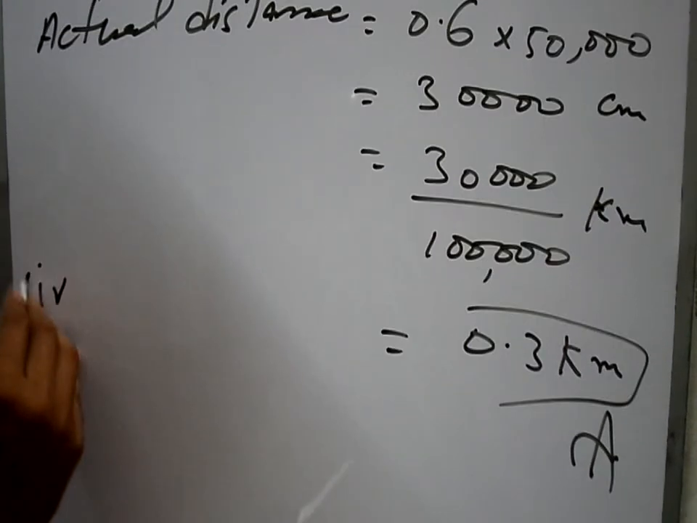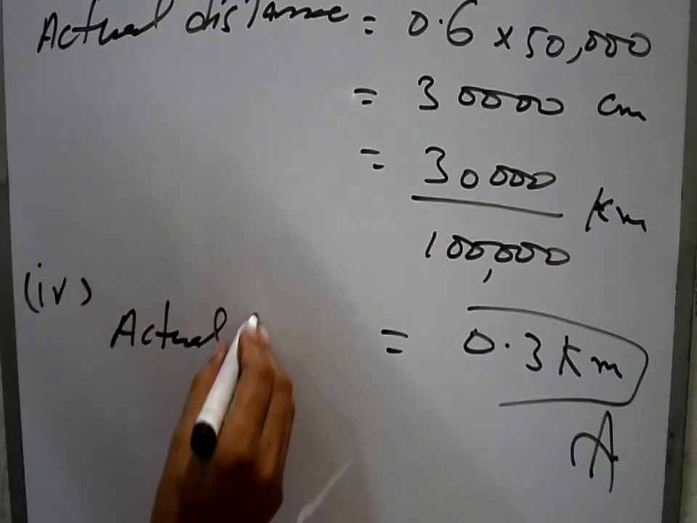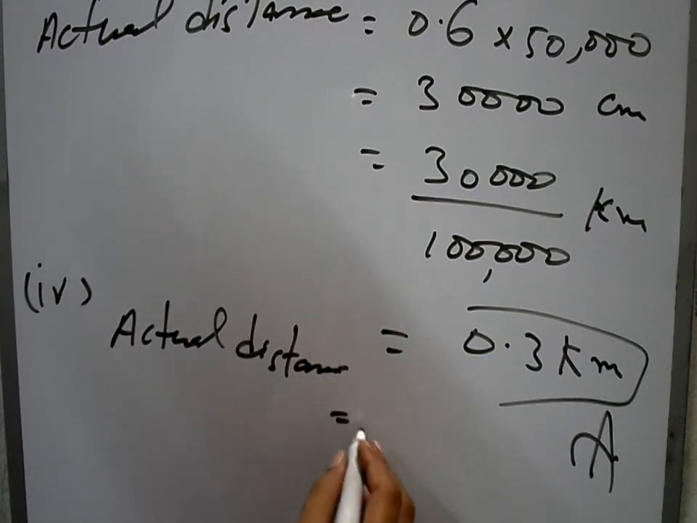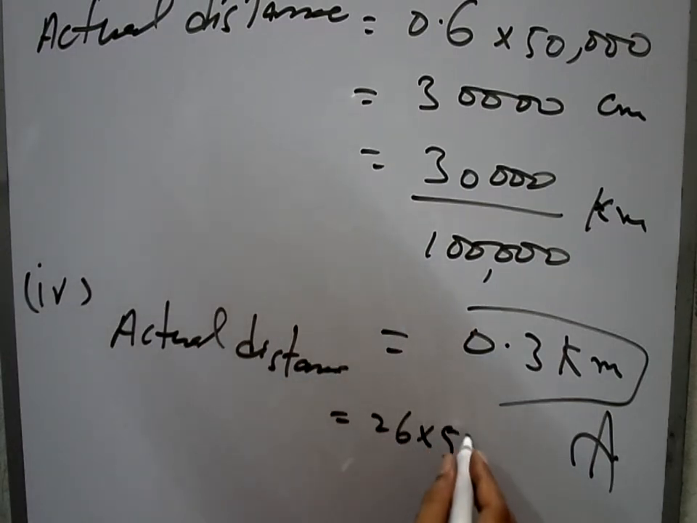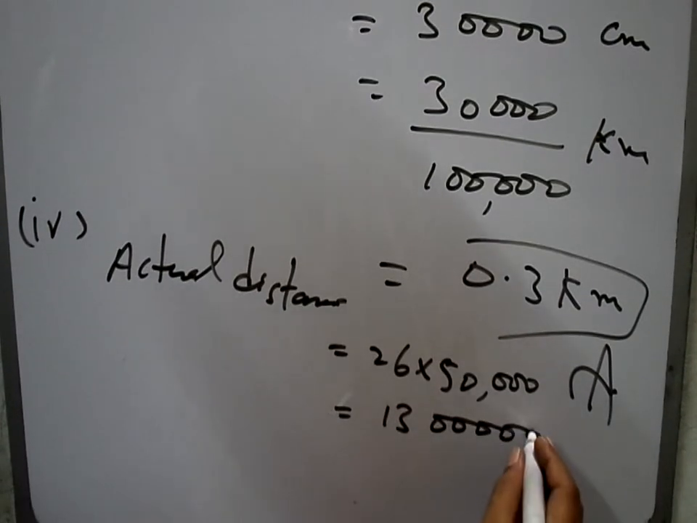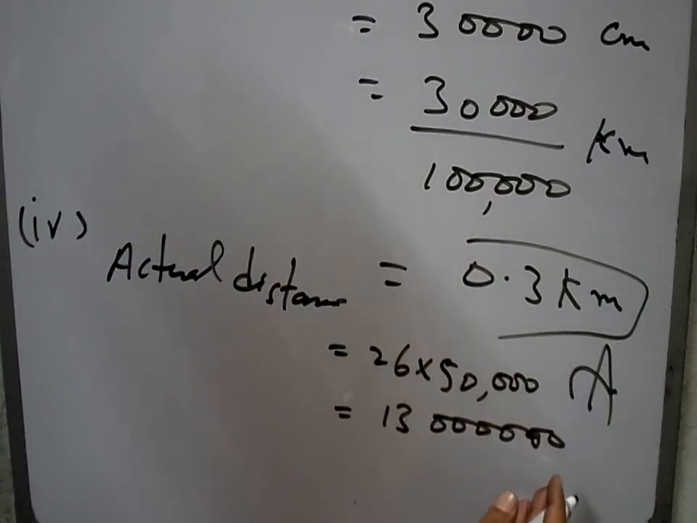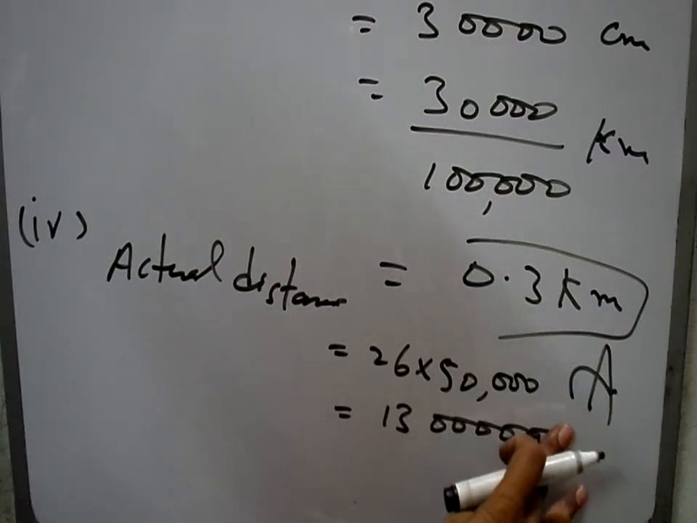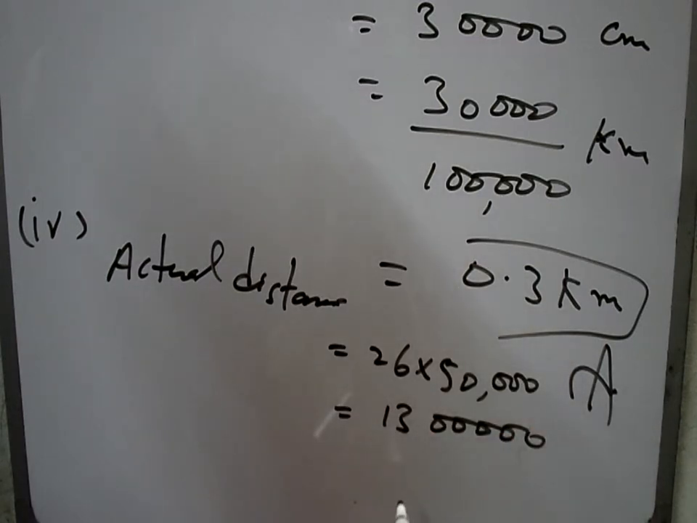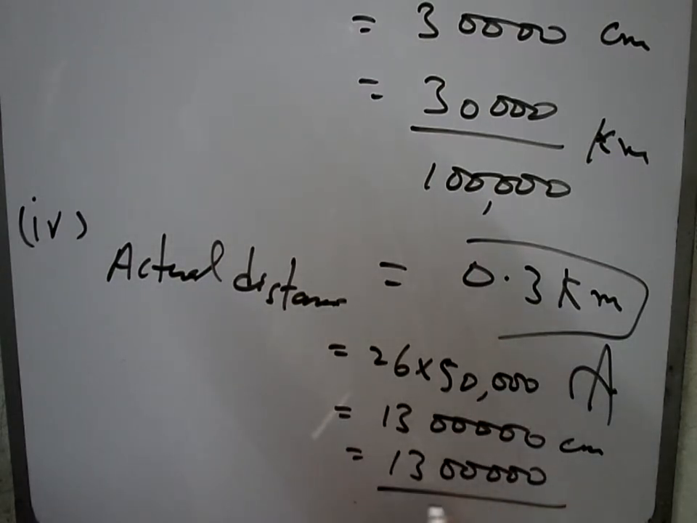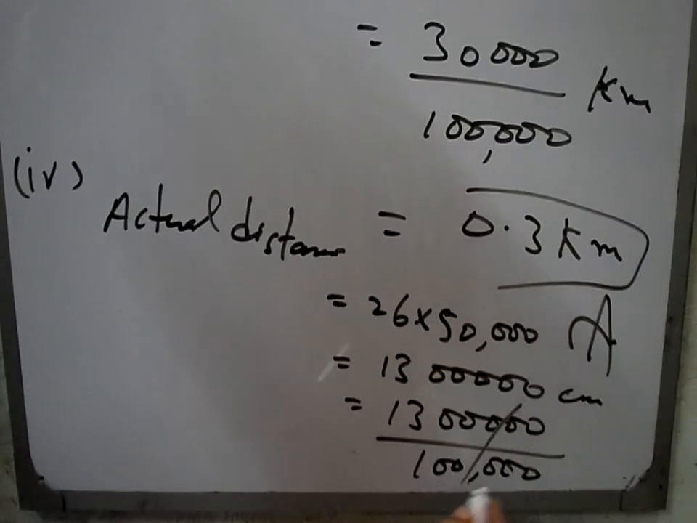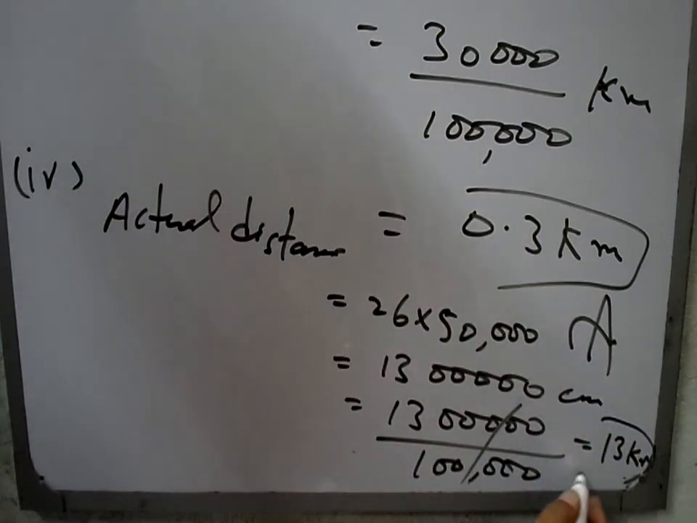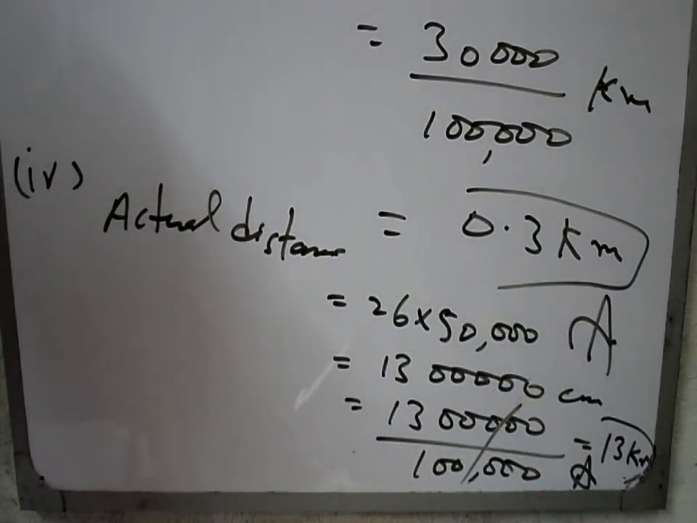Now 4 part, actual distance is equal to 26, so multiply by 50,000, so you will get 1,300,000 centimeters, so divide it by 100,000, zeros will be cancelled, so you will get 13 kilometer. So centimeter is converted to kilometers. That is your result.